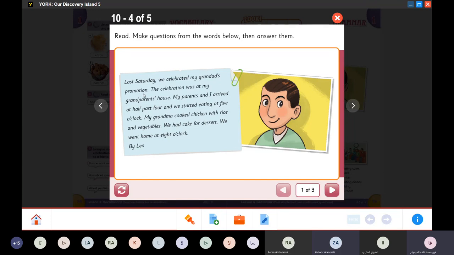Promotion. The celebration was at my grandparents' house. My parents and I arrived at half past four, and we start eating at 5 o'clock. Half, the L is silent. Half past four. Thank you, Zuhur. Thank you, Zuhur, sweetie. Very good. You need to practice reading more, Zuhur, so we will read faster.